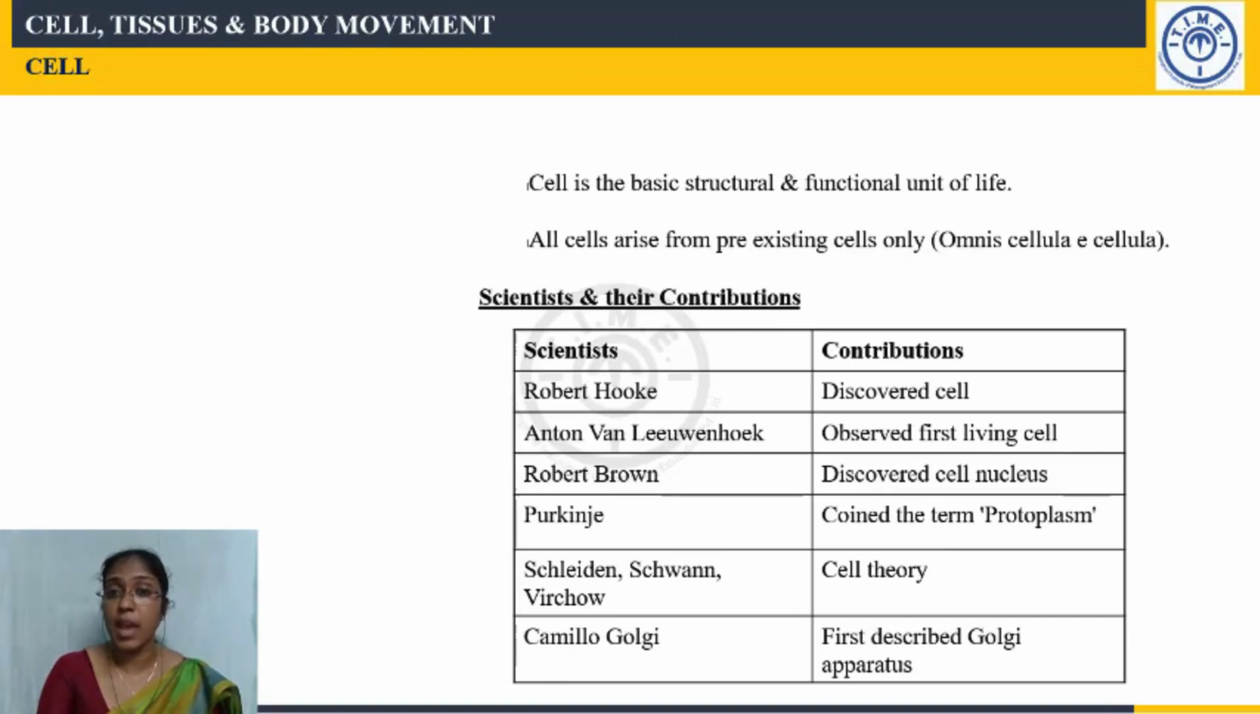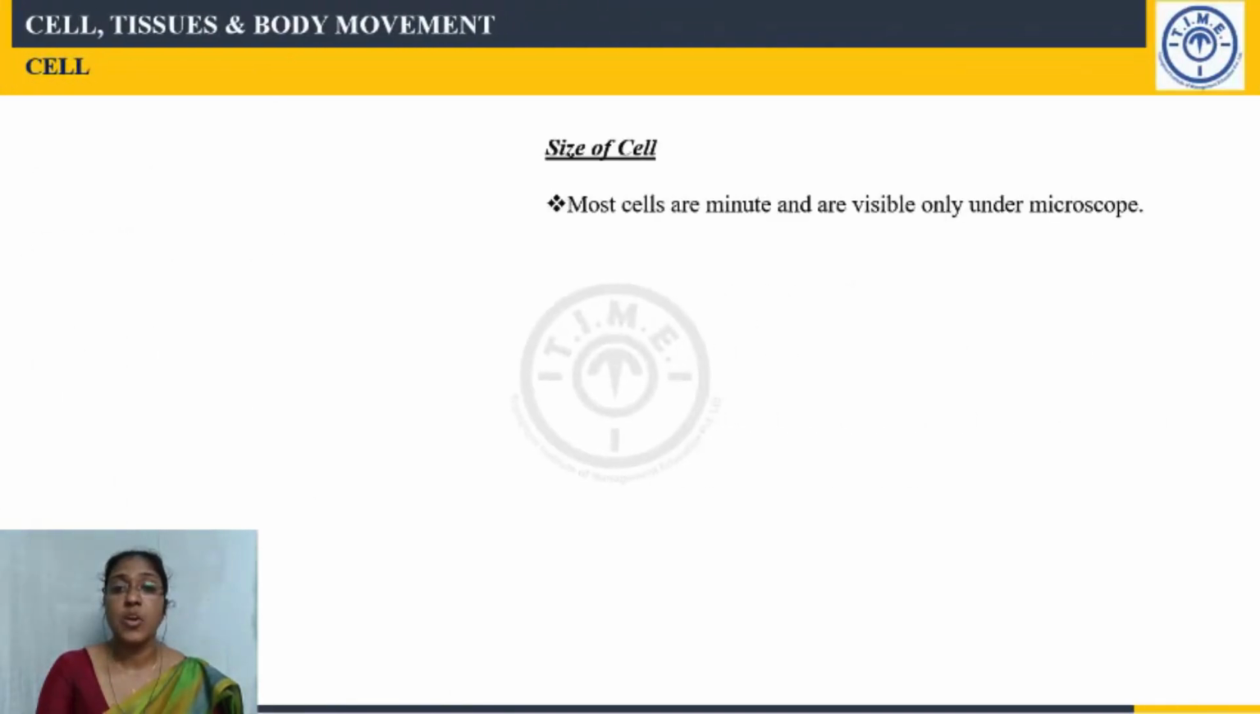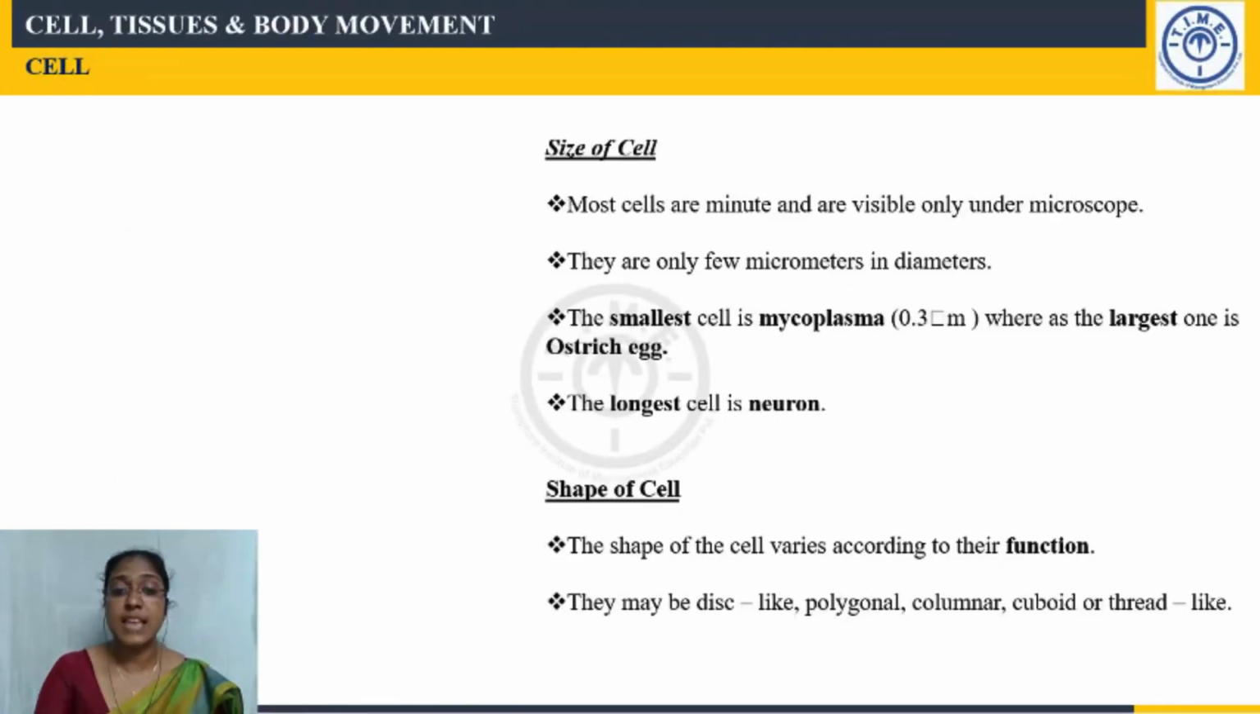Then we have discussed the size of the cell. Most cells are minute, they are microscopic in structure. The smallest cell is the mycoplasma, and the largest cell is the ostrich egg. The longest cell is the neuron, and the shape of the cells varies according to the function, and they may be of different shapes like polygonal, columnar, cuboid or thread-like.